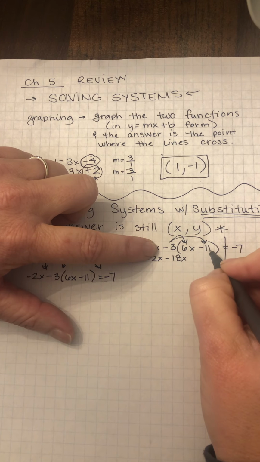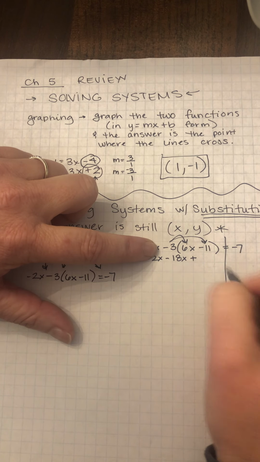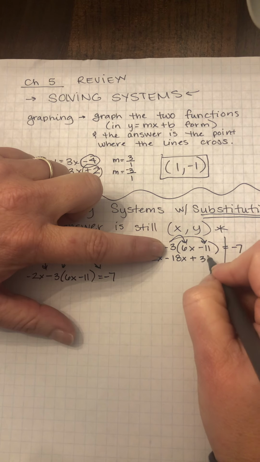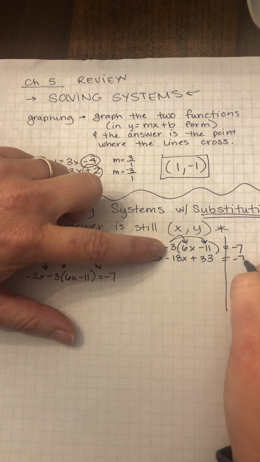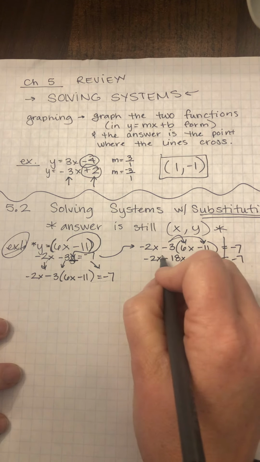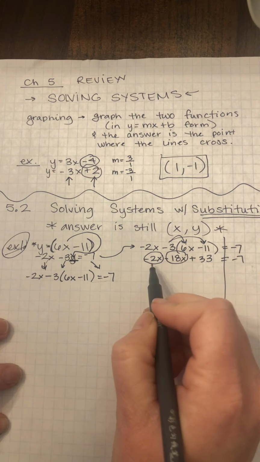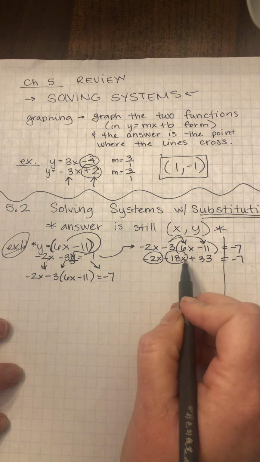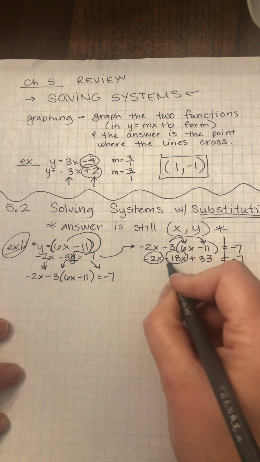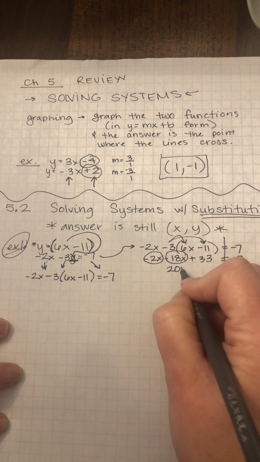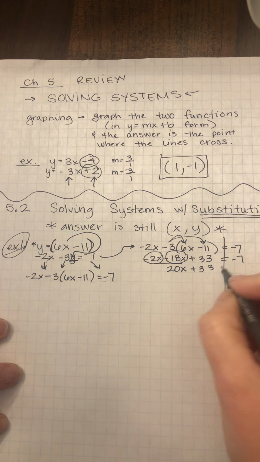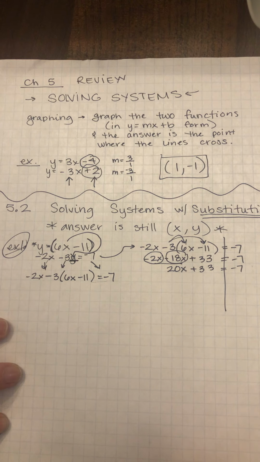I have a negative 3 times a negative 11. Negative times a negative is positive. 3 times 11 is 33. Nothing happened to the negative 7, so I'm just going to bring it down. Now I can combine like terms. I have a negative 2x and a negative 18x. Negative 2, negative 18 more. They have the same sign, so I'm going to add them. So I get 20x plus 33 equals negative 7.